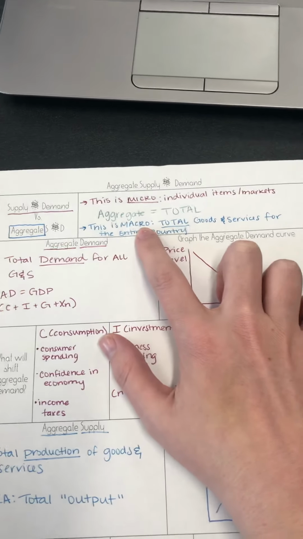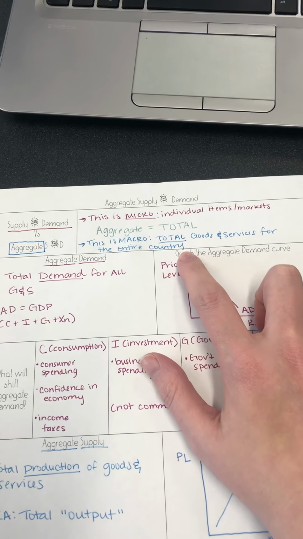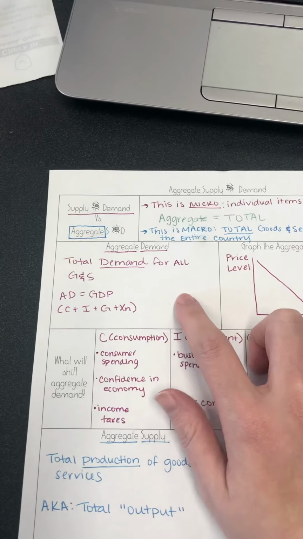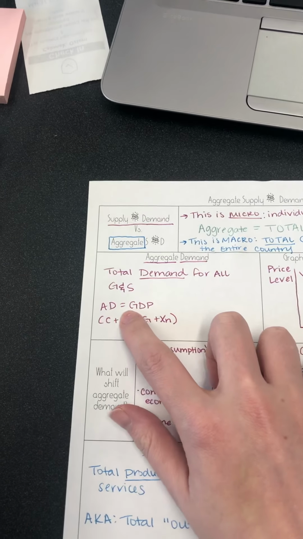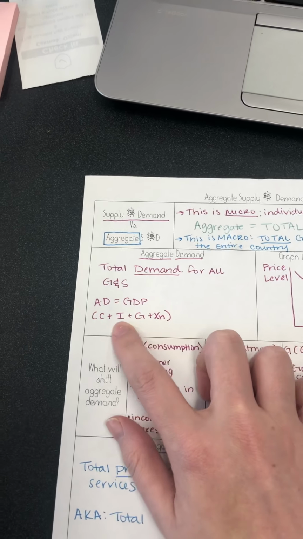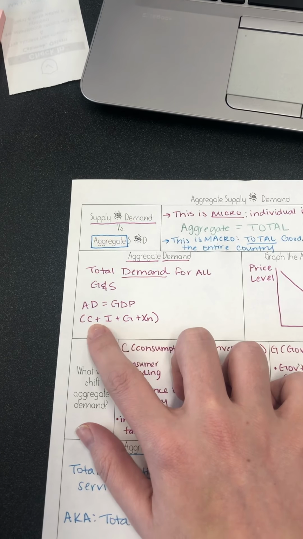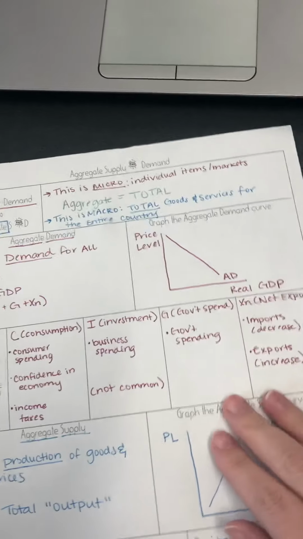This is where we get the macro idea. So we're looking at the total goods and services, demand for every product and every service for the entire country in that year. All right, so total demand for aggregate demand. Aggregate demand is our GDP, right? This is GDP on a graph. Don't remember, GDP is C plus I plus G plus XN, right? Consumer spending, investment spending, government spending, and net exports.